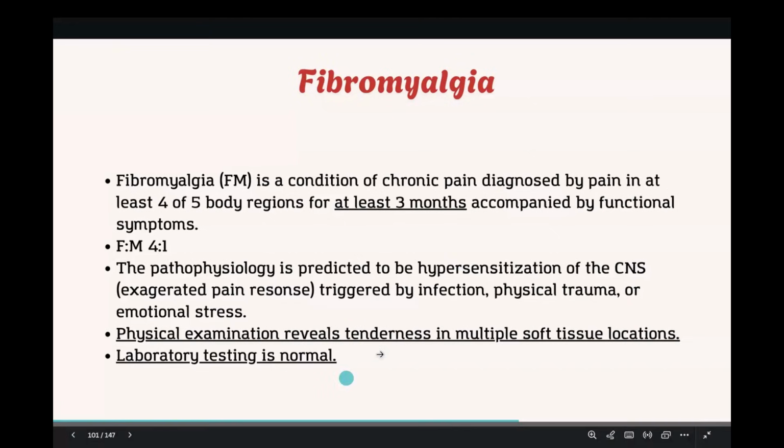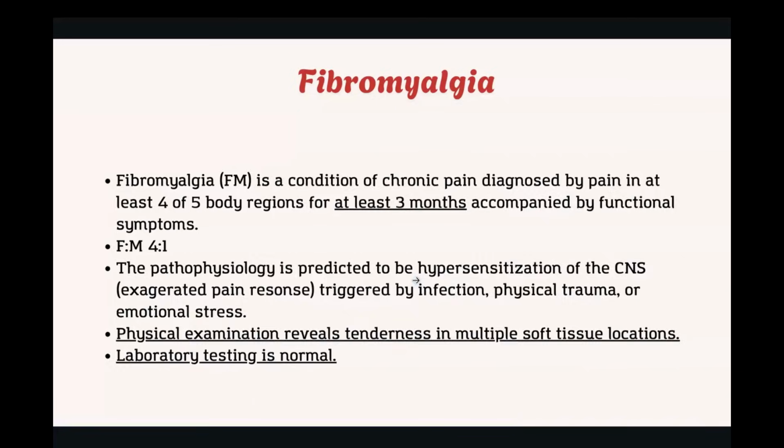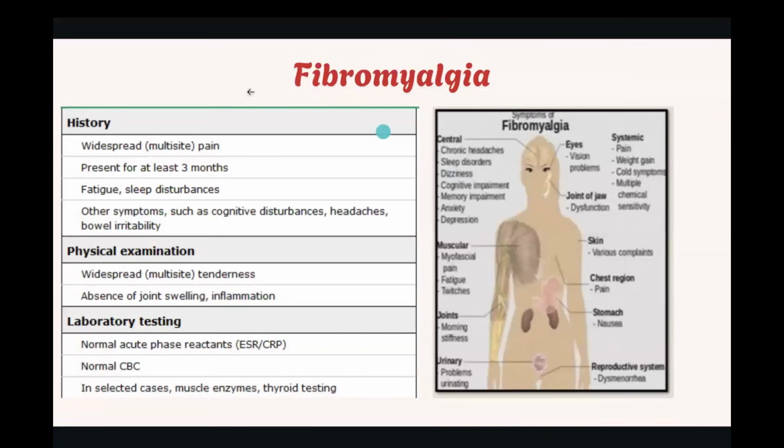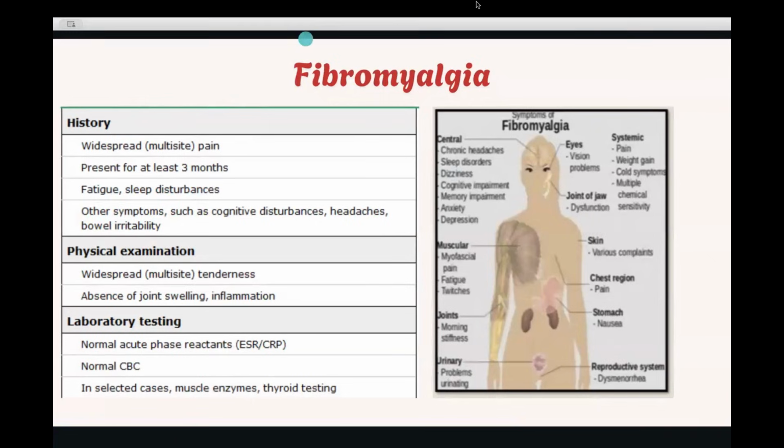Okay, physical examination reveals tenderness in multiple soft tissue locations. Laboratory testing is normal. This is very important because there is no muscle disease. There is no issue with the patients themselves. The issue is in the hypersensitization of the CNS. Now for history, we're going to have widespread multi-site pain present for at least 3 months. There will be fatigue, sleep disturbances. On physical exam, we're going to have widespread or multi-site tenderness. Laboratory testing, again, as we said, will be normal, especially the acute phase reactants.